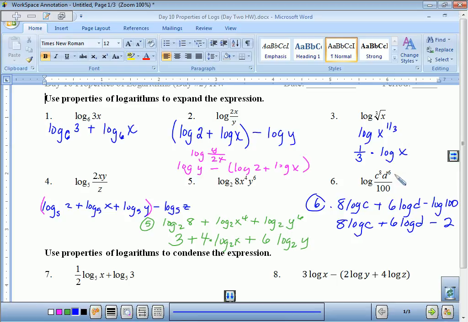Yes, ma'am. So number 5, when you turned log base 2 of 8 into 3, why is it 3? Okay, so a logarithm is an exponent, right? A logarithm equals an exponent. So this is the base, this is the answer. What power do I raise 2 to get 8? 3.